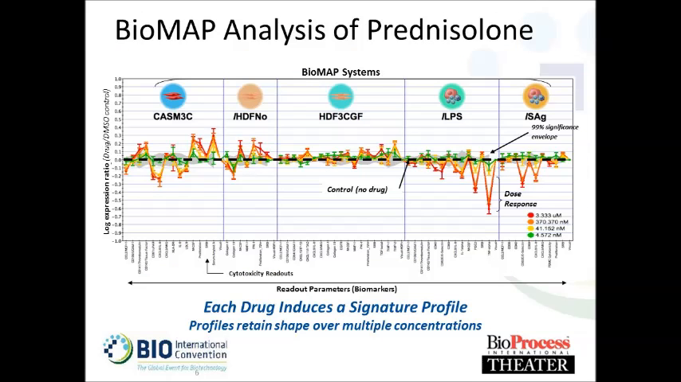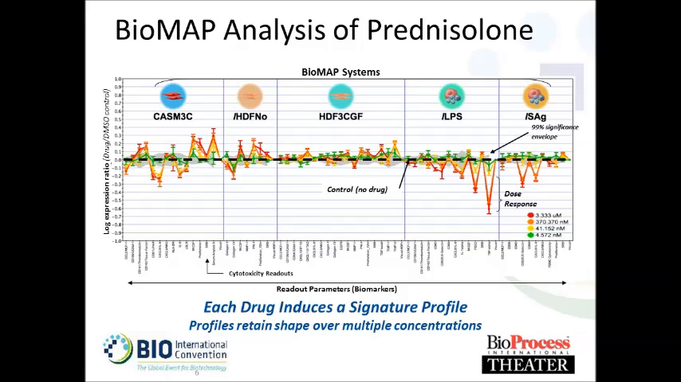That's what's shown here. This is an example with Prednisolone, a glucocorticoid receptor ligand, or a steroid. Across the top are 5 of our BioMAP systems. From left to right, we have coronary artery smooth muscle cells, 2 dermal fibroblast models, either resting or stimulated with cytokines and growth factors to model a wound healing or psoriasis environment. And then at the far right, 2 co-cultures of endothelial cells and PBMCs, stimulated either with LPS to induce a monocyte response or superantigen to induce a T-cell response.